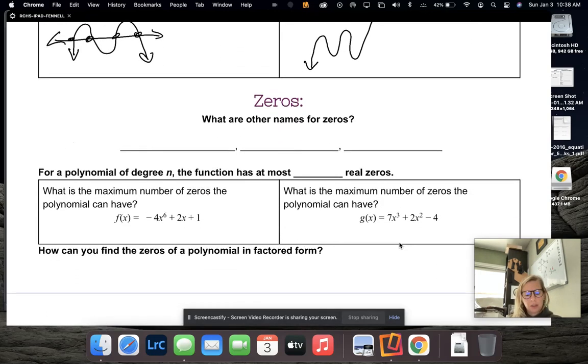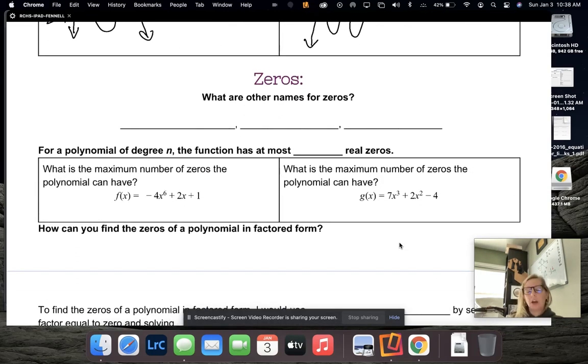Okay, so let's talk about zeros. What else do we call zeros? We call them roots. We call them x-intercepts. We call them factors sometimes before we actually solve for them. Okay, so for a polynomial of degree n, it can have how many real zeros? Well, that's what we were talking about: how many times can it cross the x-axis at max?